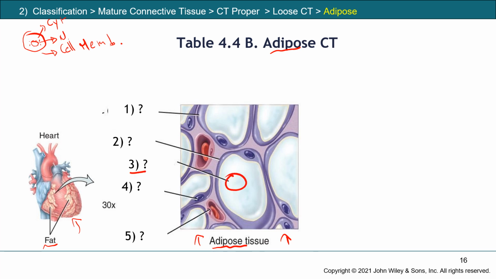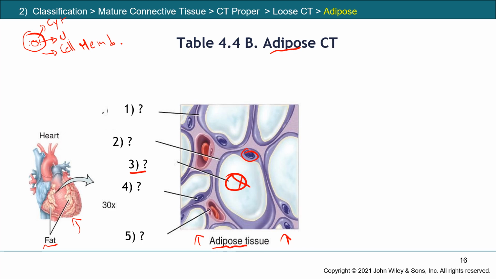And this is not the nucleus. The nucleus will be this tiny region. Why? Because the cell is so specialized that most of it is a giant vacuole filled with different types of lipids. So this is the most prominent structure of the cell.